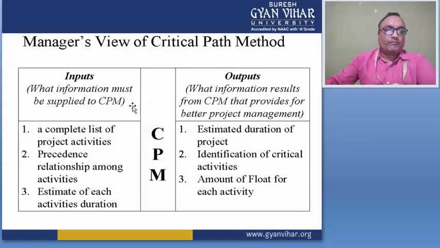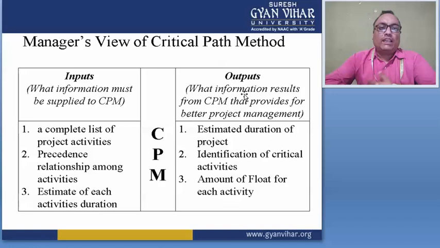This is the input and output based on the manager's view of the critical path method. On one side are inputs and on the other side are outputs. For the input, what information must be supplied to CPM, meaning what input data to supply to the CPM network. For the output, what type of information or result you want from the CPM, and these results provide better project management.